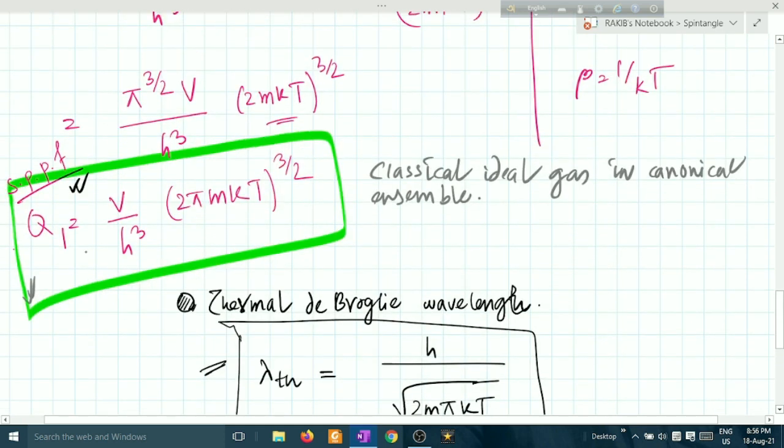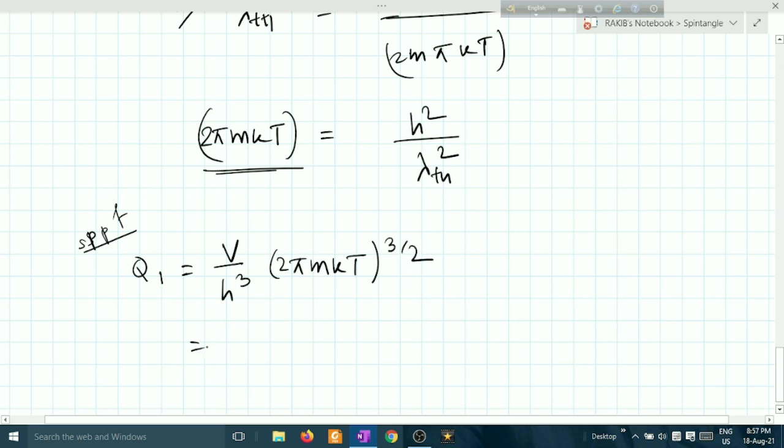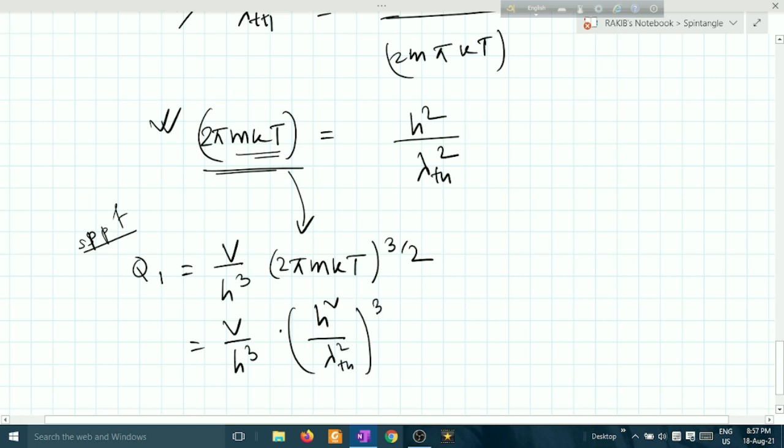Put this on our Q1 formula. What is our single particle partition function? That is Q1 equals V upon h cube 2 pi mkt to the power 3 by 2. Put the value of 2 pi mkt from this formula to this. Here it will be V upon h cube, and here it will be h square upon lambda thermal square to the power 3 by 2.